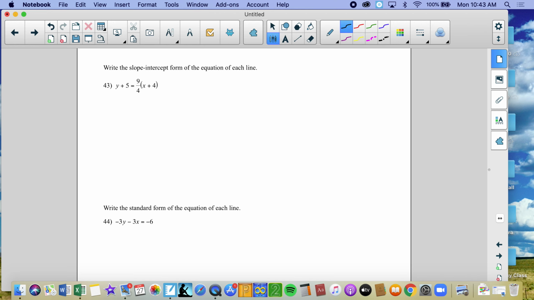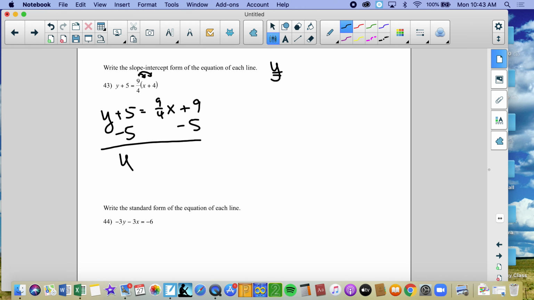43, slope-intercept form. Slope-intercept is isolating y, so we have to get y by itself. Let's simplify first. We have y plus 5 equals 9/4 x plus 9. 9/4 times 4, there's 4 in the numerator, cancels with the 4 in the denominator. And now let's move the constant over. Let's isolate y by itself. And we get that.